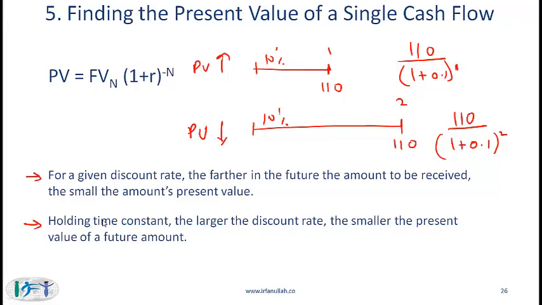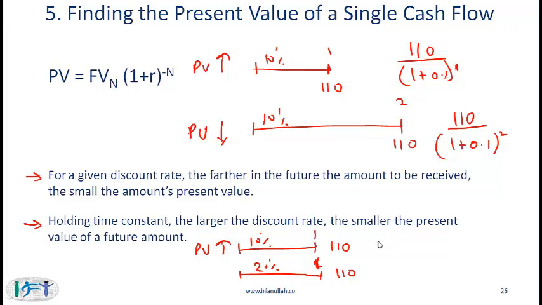The next point that you should also be aware of is that holding time constant, the larger the discount rate, the smaller the present value of a future amount. So let's say that you are receiving at the end of year 1 $110 and the discount rate is 10%, versus another scenario where at the end of year 1 you are again receiving 110, but here the discount rate is 20%.